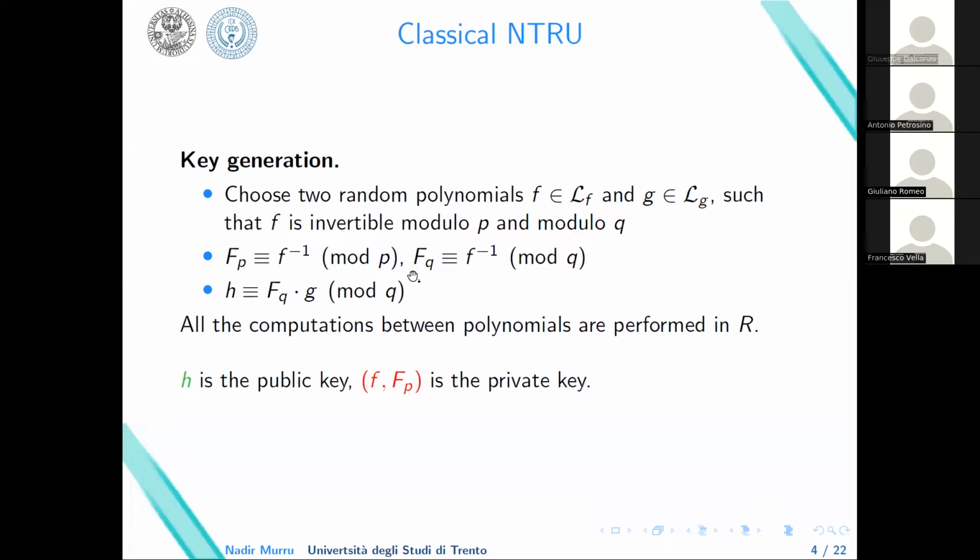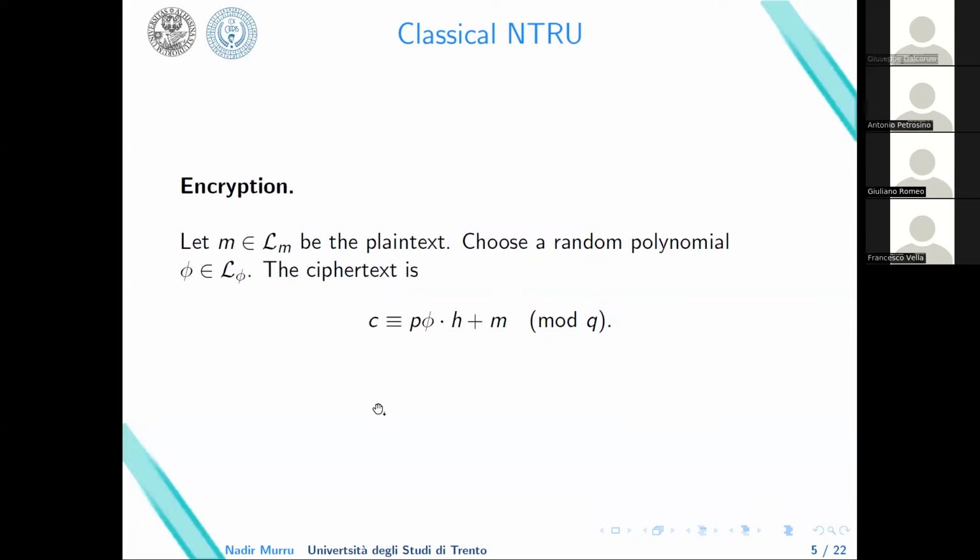We don't need fq and g for performing the decryption of a ciphertext. So the private key is just composed by these 2 polynomials. Of course, you have to maintain secret also the polynomial g and the polynomial fq, but they are not important in the phase of the decryption.